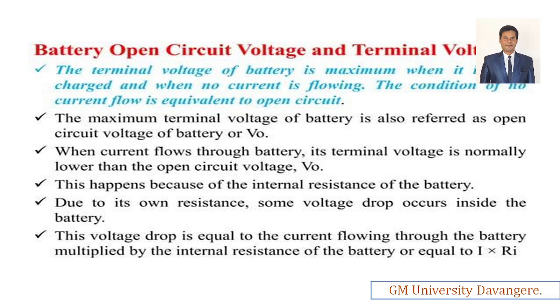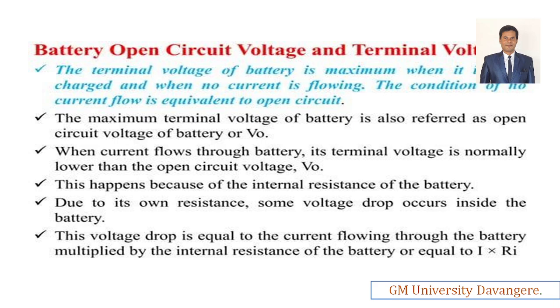So the maximum terminal voltage of the batteries is also referred to as the open circuit voltage of the battery, or V naught. Right? That is the maximum terminal voltage when it is not connected to any loads. When it is fully charged and no current is flowing, the terminal voltage will be V naught. When current flows through the batteries, the terminal voltage is normally lower than the open circuit voltage.